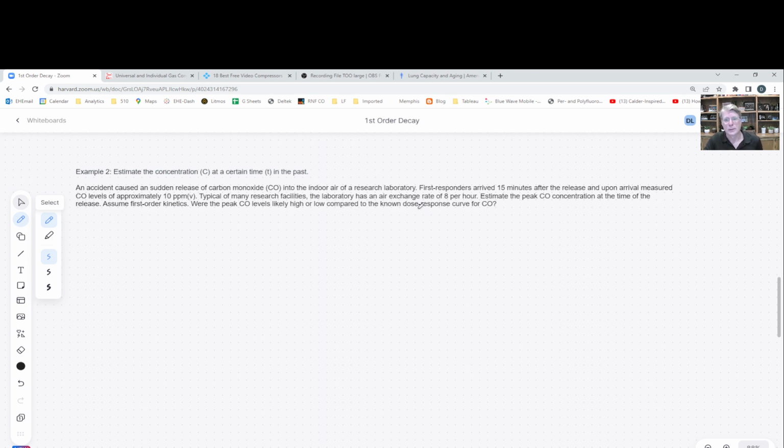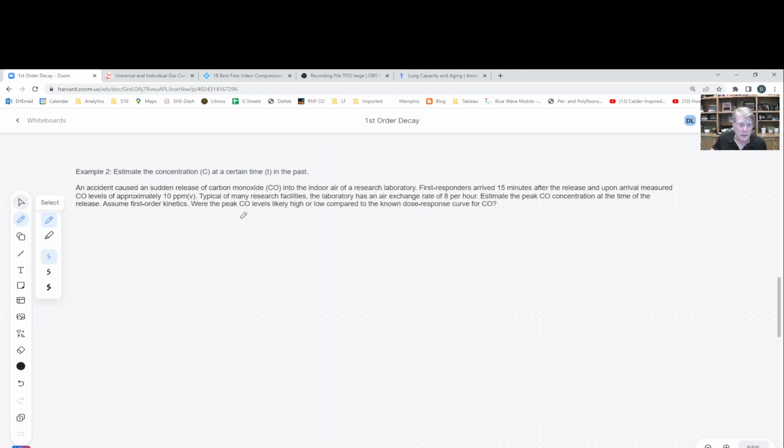The laboratory has an air exchange rate of 8 per hour. It's pretty typical of some labs. And our task is to estimate the peak CO concentration at the time of the release, so the starting concentration. We can assume first order kinetics, as is typical of indoor air with air exchange rates.